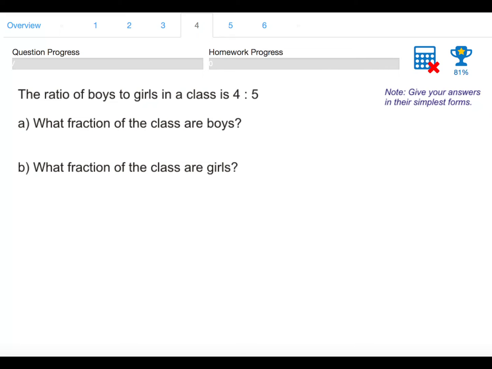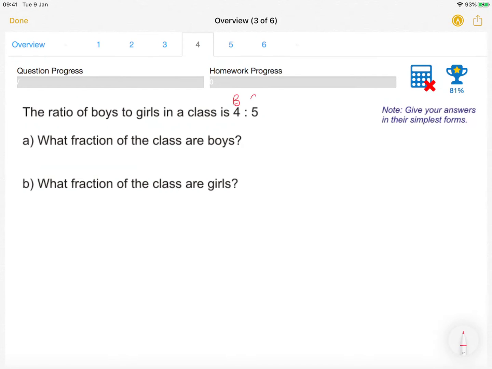What fraction of the class are boys? So the ratio of boys to girls. So I'm just going to put that's boys and that's girls, just to help me out. What fraction of the class are boys? Well, remember you can draw a diagram. You don't have to draw boys and girls. You can just draw cubes or blocks or circles.